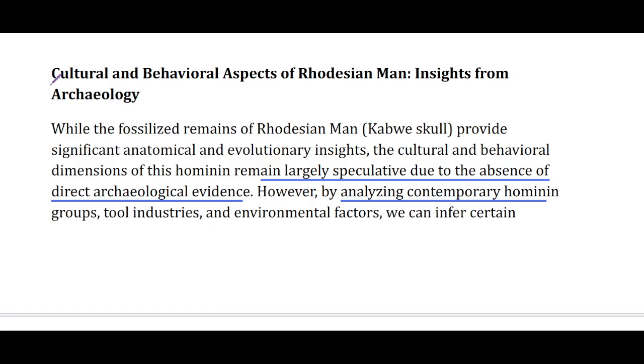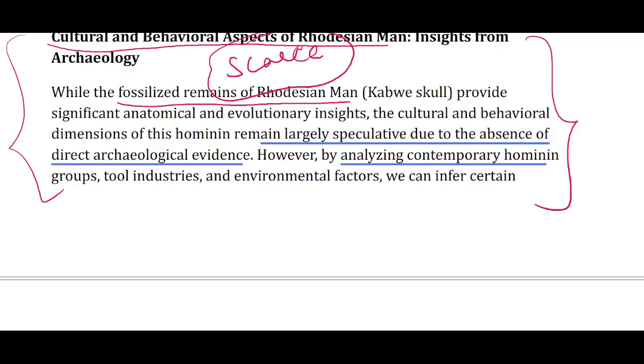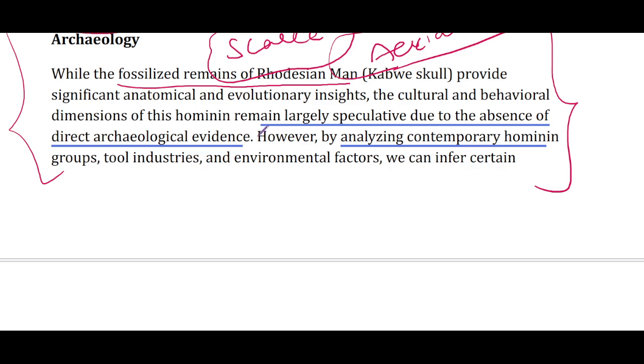Now let's move on to the cultural and behavioral aspects of Rhodesian man. So first, it should be kept in mind that the fossilized remains of Rhodesian man are scarce. First, it was found in a mining setting, and the discovery was largely accidental, and other supporting evidence is not there. So most of the interpretations regarding cultural and behavioral dimensions are largely speculative due to the absence of direct archaeological evidence.